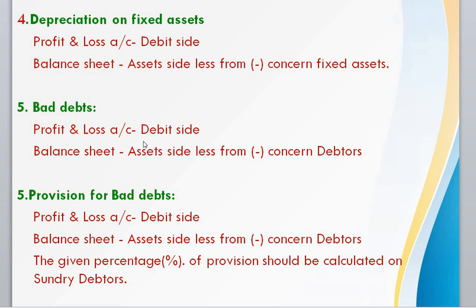So these all are the repeated adjustments. Whatever adjustment is given in the problem which has double effect will appear at two places. One, the trading account and balance sheet, or it may be profit and loss account and balance sheet. We are going to see one simple problem with adjustment.